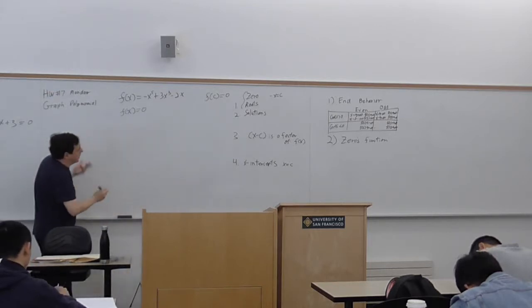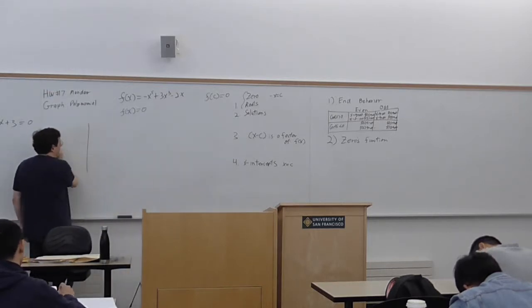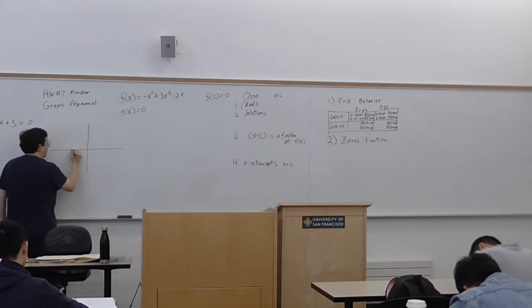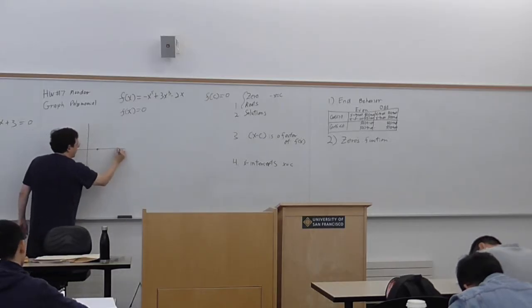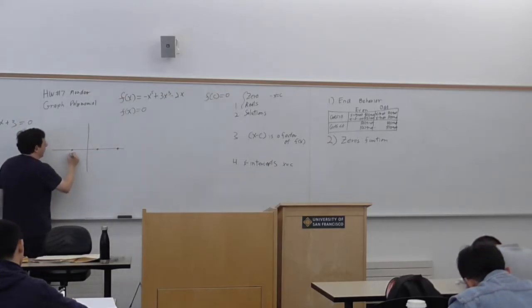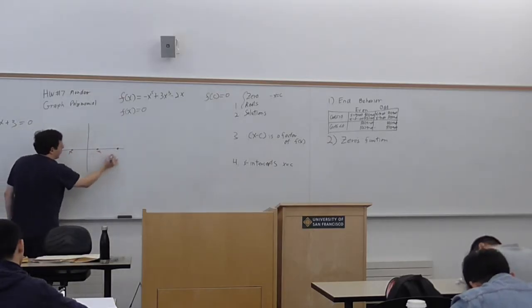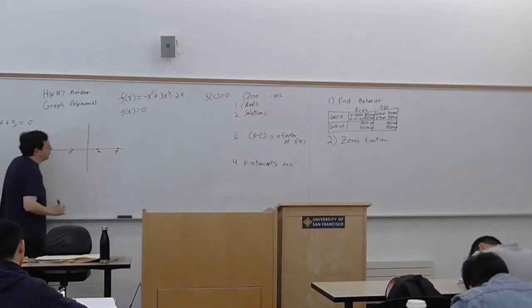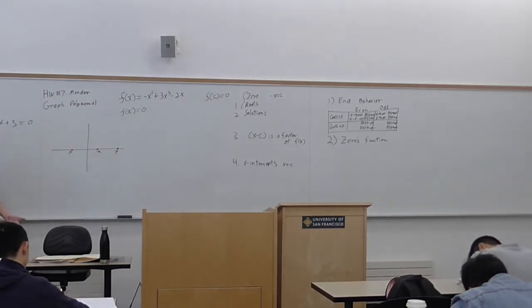So again, the bigger point I was making was, if there are zeros, there are places where this is equal to 0. We now know where the graph is going to cross the x-axis. We'll use that when we try and graph.